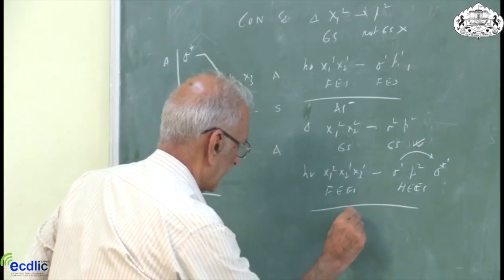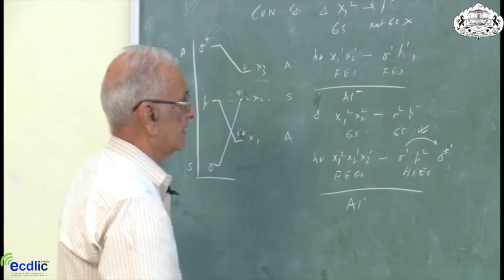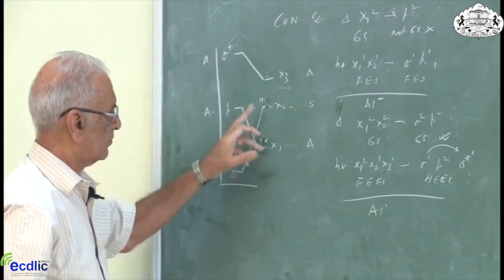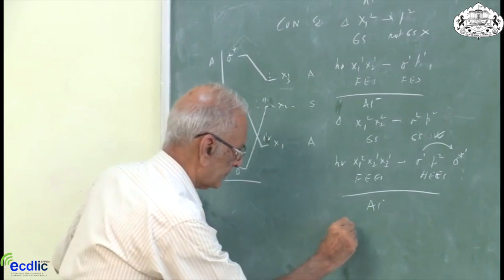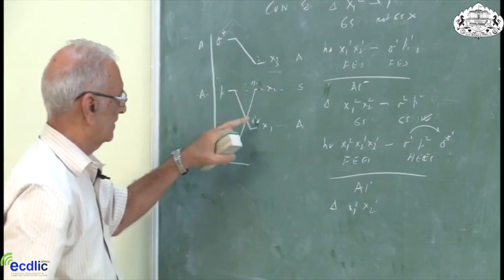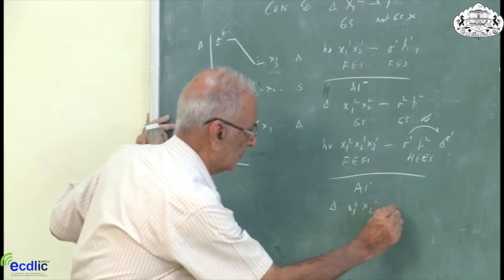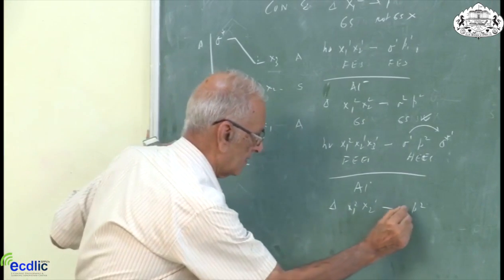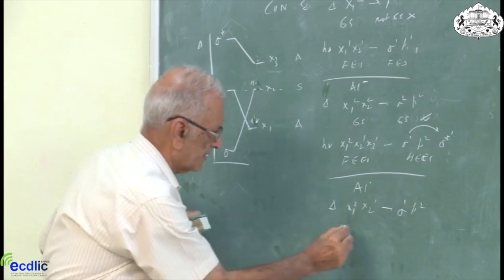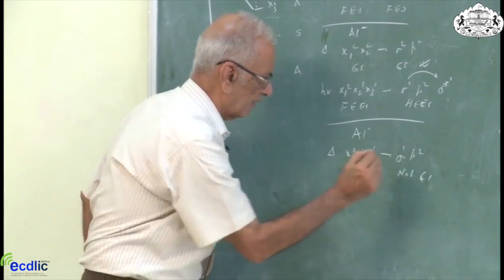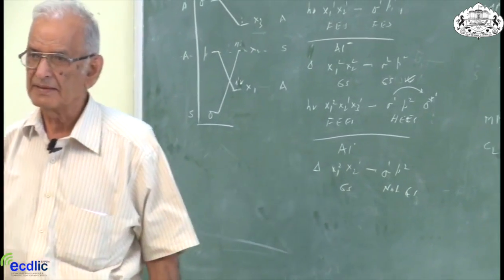Now, you look at allyl radical. In your allyl radical, what is the picture? X1 2, X2 1. X1 2 will go into P, X2 1 will go into sigma. This is ground state, this is not the ground state. Ground state will have 2 in sigma, 1 in P.